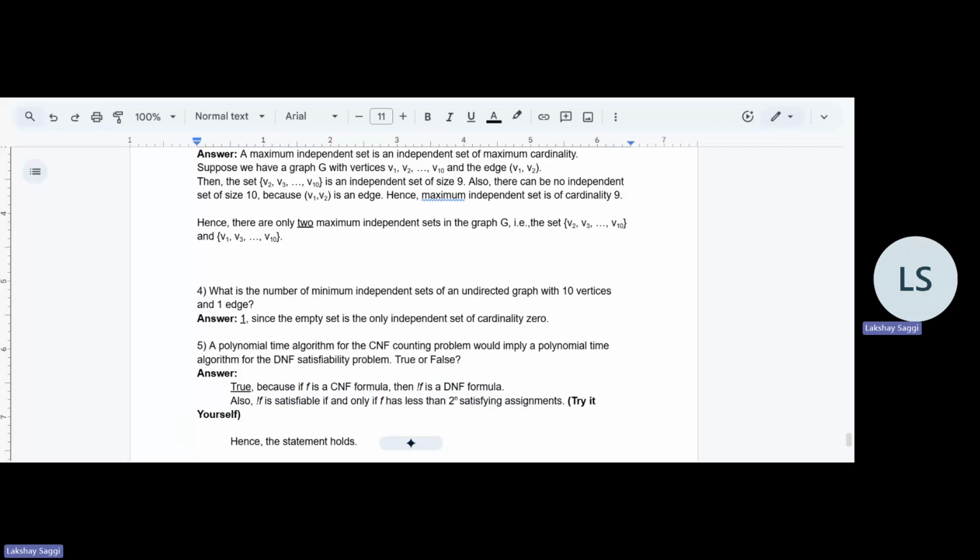But it's not the other way around. If you have a polytime solution for DNF satisfiability, it does not mean you have a polytime solution for CNF counting. This is because it just means you can tell whether the CNF formula has less than 2 to the n assignments, but it does not tell us exactly how many assignments are true, which is what the CNF counting problem asks. One can compare whether the CNF has exactly 2 to the n or less than 2 to the n, but it cannot actually give us the count. So this is an important thing to note. I wouldn't be writing it down, but you should keep this in mind.